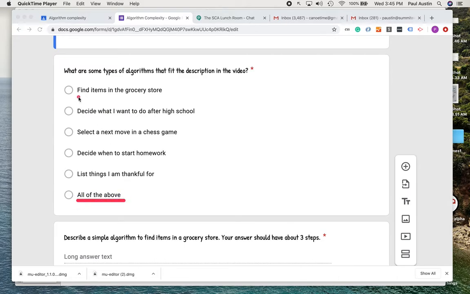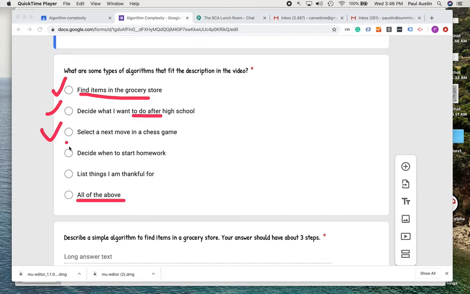So find items in the grocery store. Yep, that one was definitely in the video. Decide what I want to do after school. This looks like a decision. It could be a process. You could have steps to solve the tasks. So that one could be an answer. Select the next move in a chess game. Definitely a process. Do I want to lose a pawn or a queen?